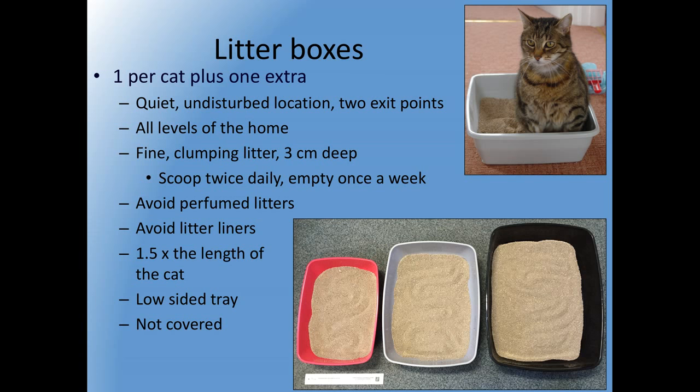So a quiet, undisturbed location for that litter box, having a big enough litter box. So we've got a range of sizes in this bottom photo, picking one that is about 1.5 times the length of the cat from the nose to the base of the tail, so it's comfortable for them to turn around and scratch and pee, and avoiding covered trays, litter tray liners, perfumed litters, all these things that cats dislike.